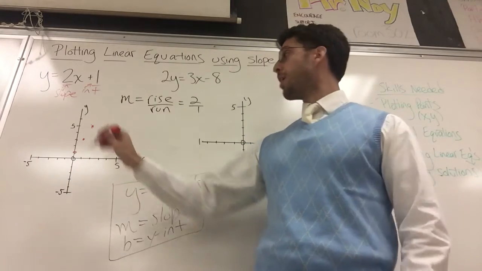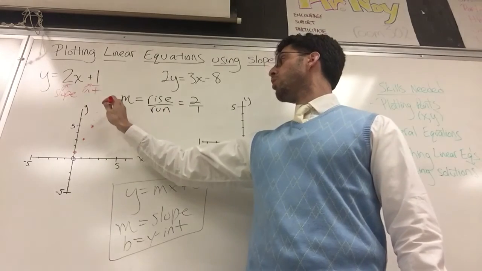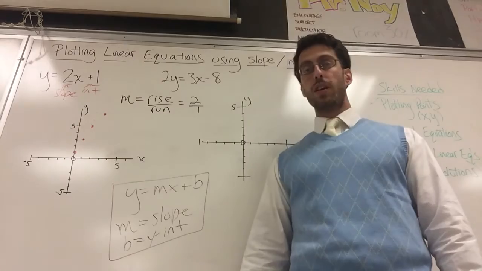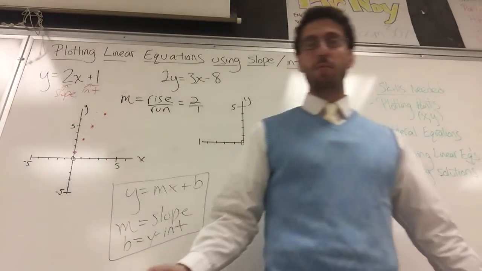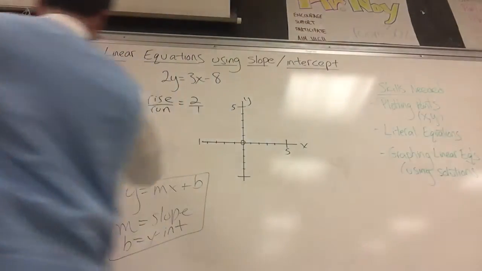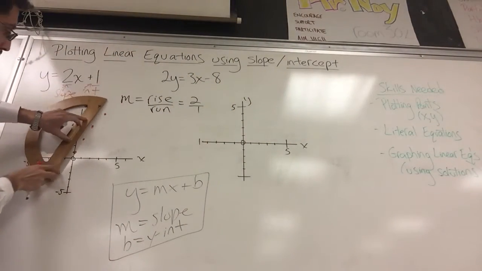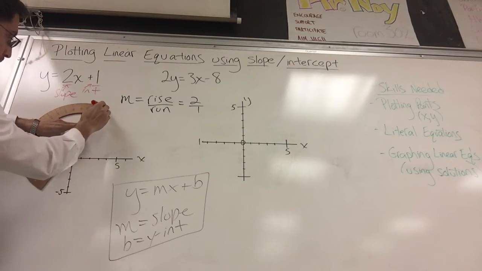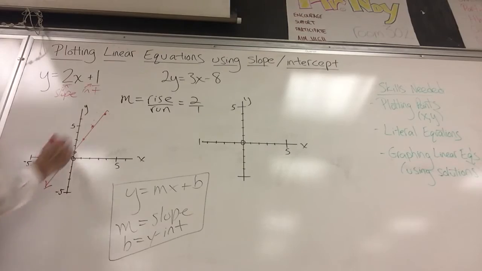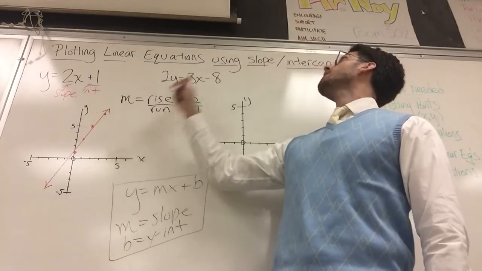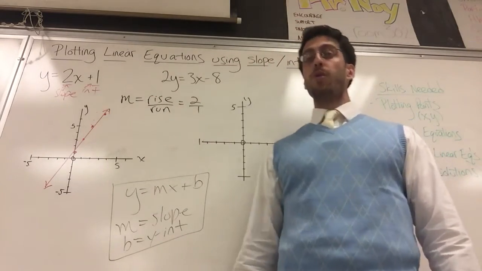Just for fun, I'll go one more time. I rise 2 over 1. I should be at 3, 7. Wasn't that another point on the table? So I didn't even need the table. Rise, run. Do that a couple of times. Connect the dots. And extend your line. That's how you graph a line. The end. You're welcome. That's how you graph a line that is in slope-intercept form.